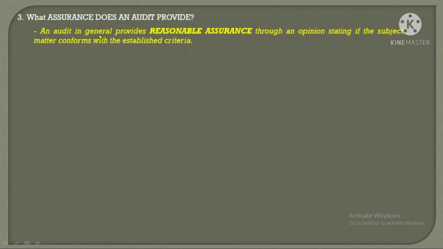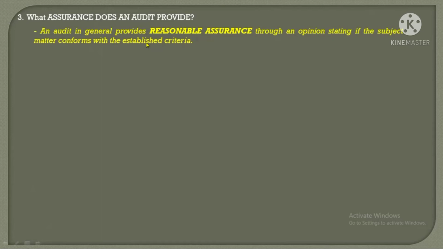Answer: an audit in general. So we're not just talking about the financial statement audit, but other types of audit as well. So again, an audit in general provides reasonable assurance through an opinion stating if the subject matter conforms with the established criteria. So if this is a financial statement audit, the FS auditor provides reasonable assurance through an opinion stating if the financial statements are conforming with the applicable accounting standards.